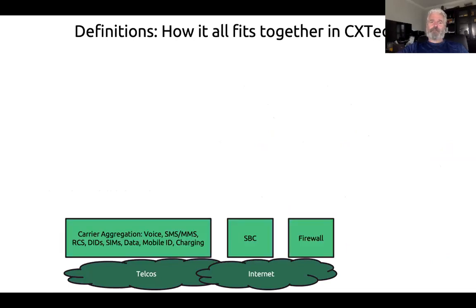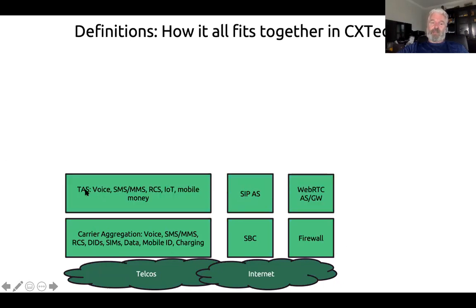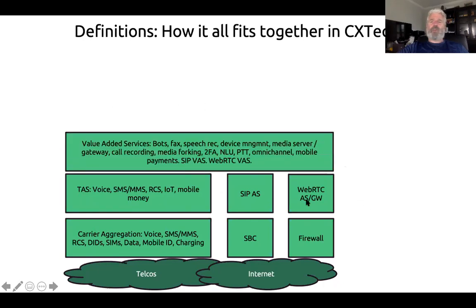Now, let me give you some context to understand how those telecom app servers fit in the broader CX tech landscape. We have the carrier aggregation services. So you've got the PSTN down here, and you've got all the companies that aggregate your SMS or your voice so that you can deal with one company rather than having to deal with 200, 300 different companies around the world. Over the internet, of course, it's a little bit simpler, but there you've got session border controller or firewall. You've then got telecom app servers for voice and messaging and all the telco PSTN related stuff, SIP application server, WebRTC application server gateway. Generally, these converge onto just one application server, but I'm just breaking it up so you understand the different flows.